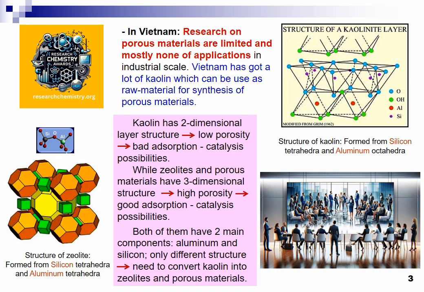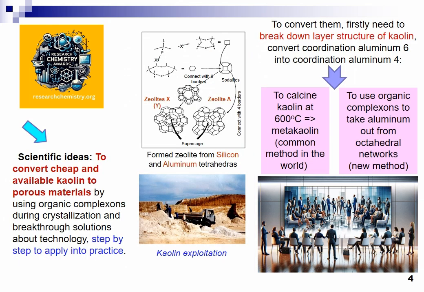Kaolin has a two-dimensional layer structure, so it has low porosity and limited adsorption and catalysis possibility. While zeolites and porous materials have a three-dimensional structure, so they have high porosity and good adsorption and catalysis possibility. Both of them have two main components, aluminum and silicon, only with different structure. We need to convert kaolins into zeolites and porous materials.